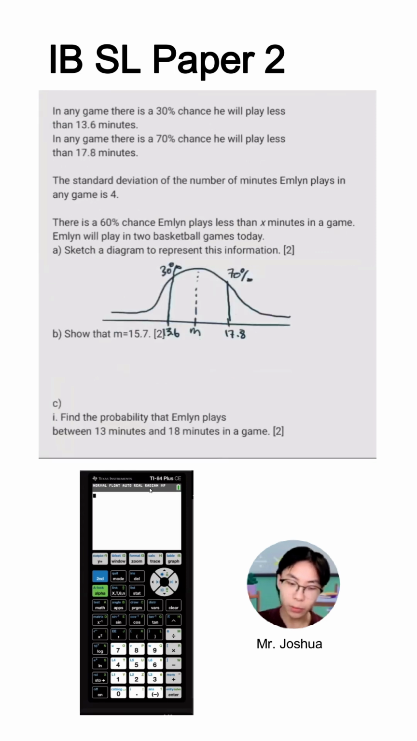If we want to show that m is equal to 15.7, we can look at 30% and 70%. Since this is a normal distribution, the distance from 30% to 50% is the same as the distance from 50% to 70%. So we can just take the average of 30% and 70%, which is 13.6 plus 17.8 divided by 2. If we put that into our calculator, we have 13.6 plus 17.8 all divided by 2, and we'll get 15.7. There we go.